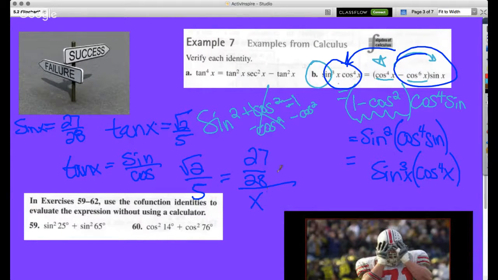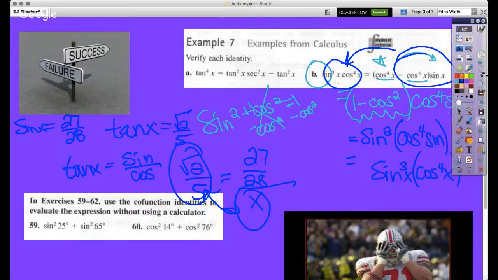So how do I get x by itself? Well, I can multiply by x and then divide by square root of 2 over 5. Really, these two are flip-flopping. So in doing that, I do 27 over 28 divided by square root of 2 over 5, flip the square root of 2 over 5 to the top to solve for what cosine is. Once I solve for cosine, I can find the reciprocals to find cotangent, cosecant, and secant there. Okay? All right, fantastic.